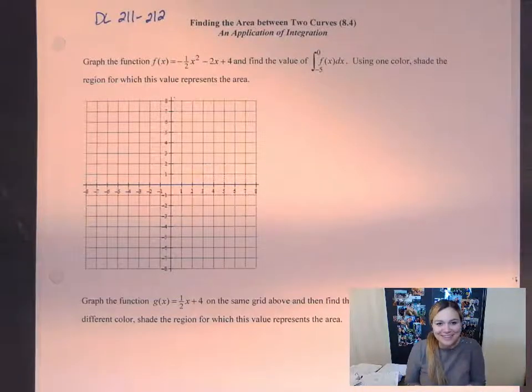I'm so excited for today. We get to do finding the area between two curves now. This is an application of integration, so just more of the same, but in different ways. And I really like it.